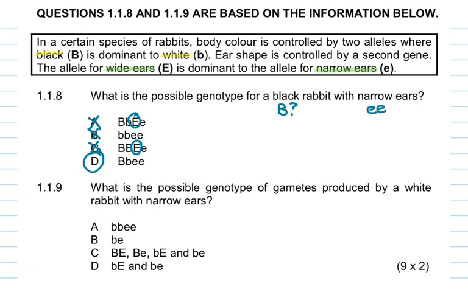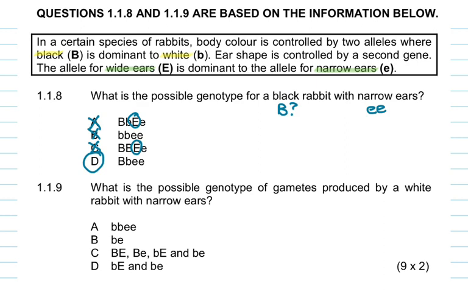Now if we look at question 1.1.9, what is the possible genotype of gametes produced by a white rabbit with narrow ears? This is a tricky question. Why? Because people tend to read too fast. It's still early in the question paper, so they're very, very stressed, and then they read the wrong thing, or they answer what they think the question was asking and not what the question was actually asking.